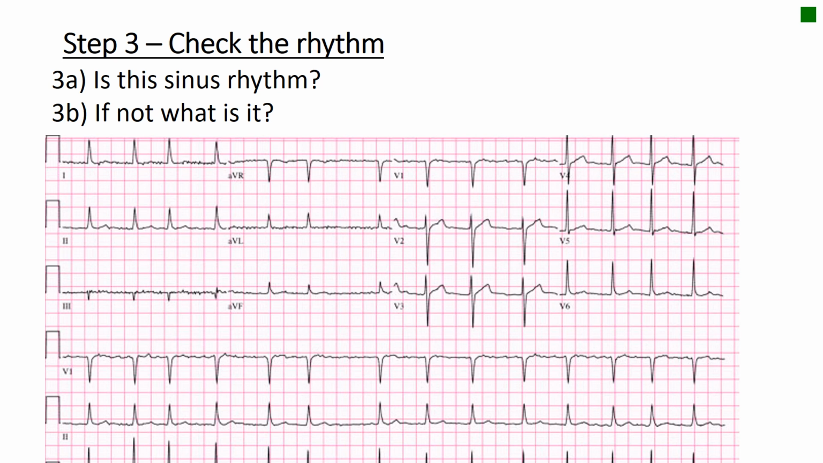So now we're moving on from rate to rhythm. And when we're looking for rhythm, we're looking to see whether somebody's in sinus rhythm or arrhythmia, non-sinus. How do you check for that? Well, for every QRS complex, there should be a P wave. And between the R to R, it should be regular. And that would be what you normally find with sinus rhythm.